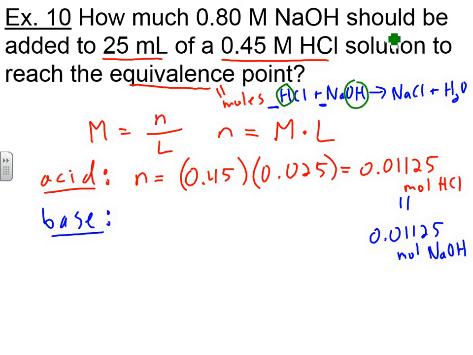But say this was a diprotic acid, say if it were sulfuric acid, well, you know you have 2 hydrogens, so you have to consider the stoichiometry. In other words, your hydrogen may be twice as much, and so forth.